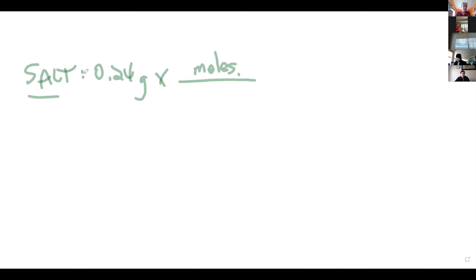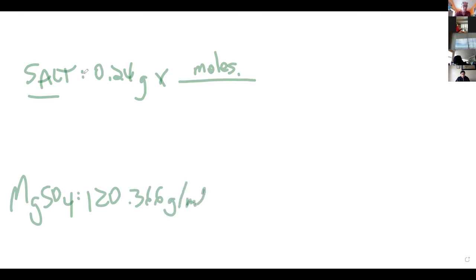I can either calculate it or I can cheat and look it up on the internet, which is what I did. The molar mass of magnesium sulfate is 120.366 grams per mole. And it's perfectly fine, if you're writing a lab report, you don't have to calculate the molar mass. Just look it up. It's not a test, right? So we can take advantage of these things.